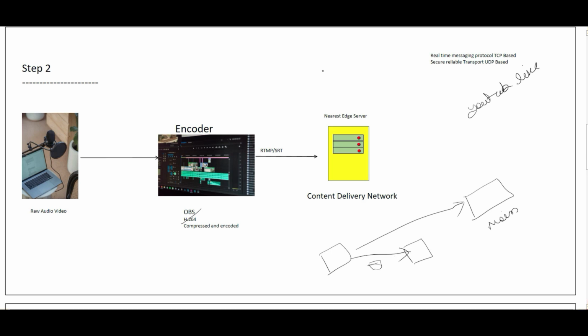So we can use DNS, right, or anycast routing. With the help of these two, we are able to find the nearest CDN, and that particular video will be sent to the nearest CDN.